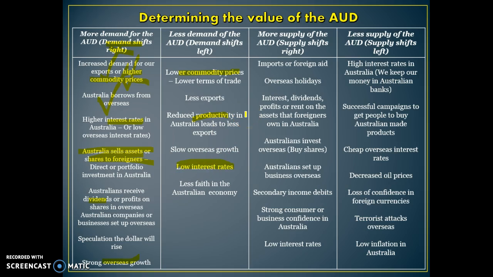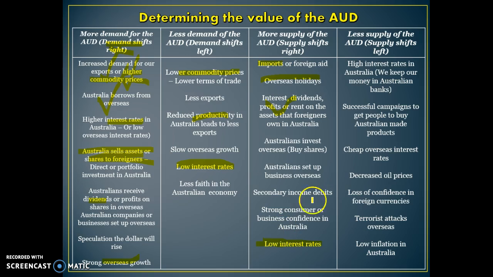More supply of the Australian dollar. Again, this is more about what Australians are doing and how they're spending their money on overseas things. So if we import more, go on overseas holidays, or pay more interest, dividends and profits overseas. If we're investing in foreign companies, if Australians are setting up businesses overseas, if there's strong consumer confidence in Australia, because strong consumer confidence will lead to more importing. If we have low interest rates, then that's also going to lead to Australians wanting to put their money in overseas banks, so more capital outflow.